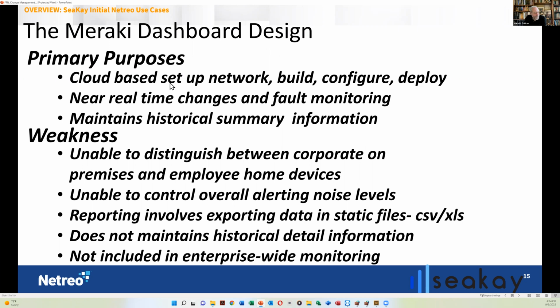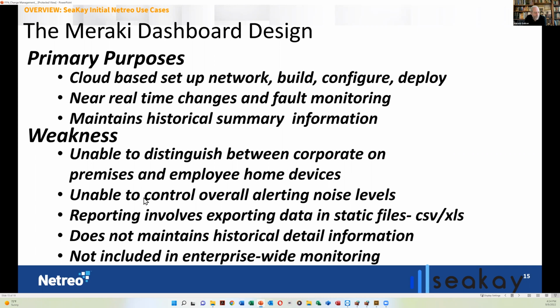Like I said in the previous slide, cloud-based solutions are really good to build out, configure, and deploy solutions to enable remote workforce. They do give you real-time information, but they're not strategic. They can't be distinguished, and within Netreo, we're hoping to build a solution where we can categorize the devices according to where they're located and how critical they are to glean information from.